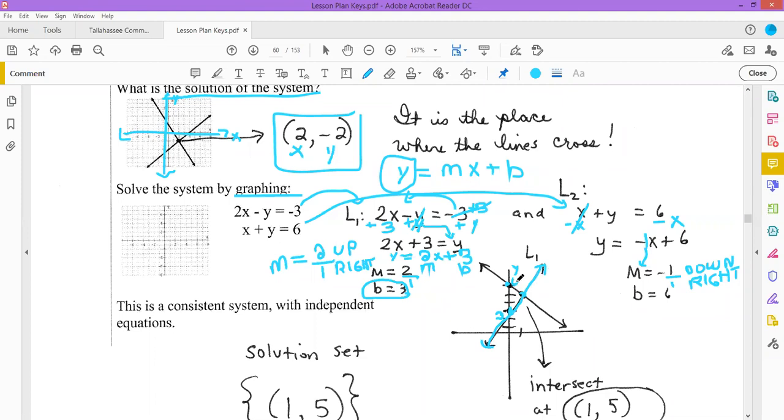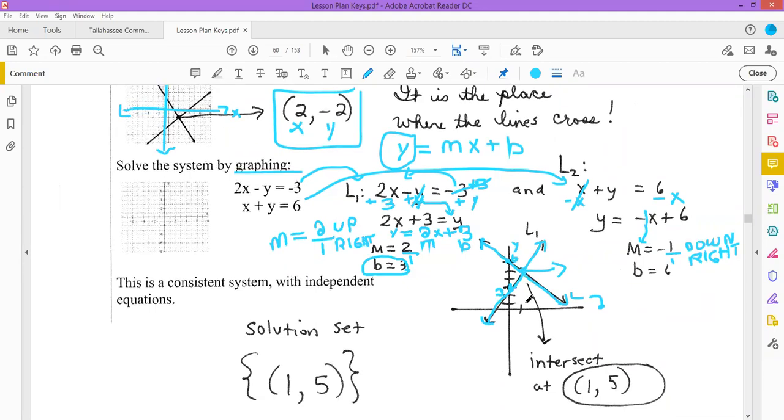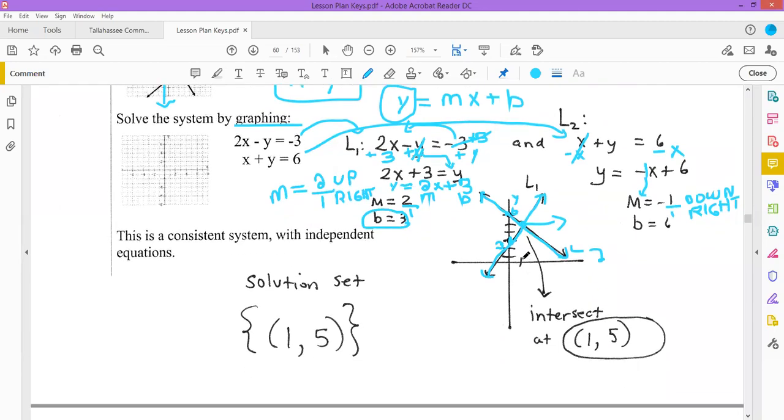And then to get the second point, we're going to move down 1, right 1. So move down 1, right 1. Notice we're touching that same point that we touched when we created the graph of line 1. Here's our graph of line 2. So that point where both lines cross, this ordered pair is going to be our solution. And that's at 1, 1, 2, 3, 4, 5. It's at 1, 5. This is our solution.